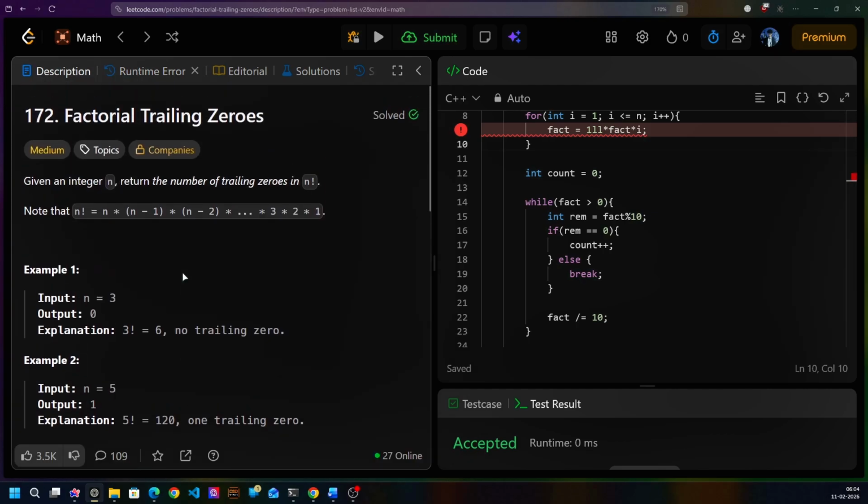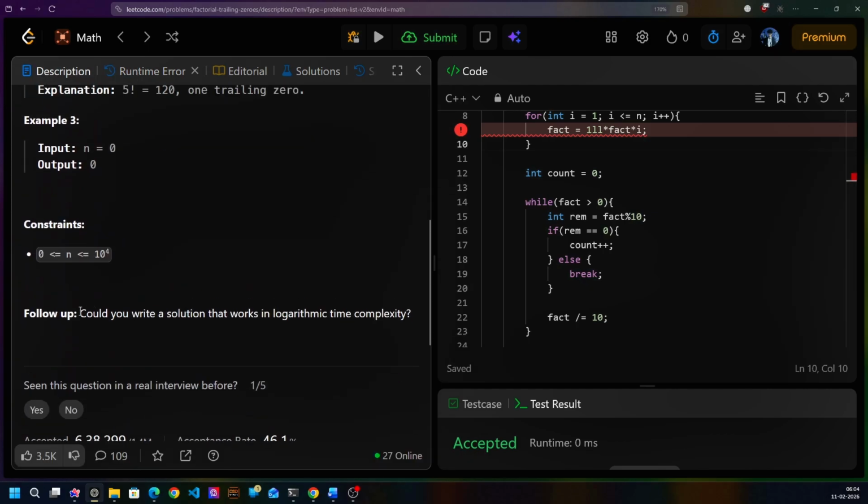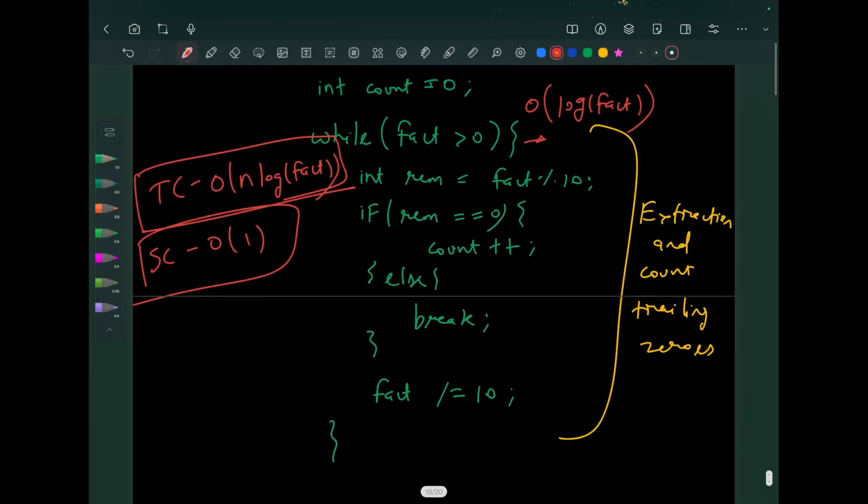So here they have given one more line at the end: could you write a solution that works in logarithmic time complexity? So let's come to the tab. So here our time complexity is n log factorial, right? So here we have n as well as log. So they are asking only in terms of log, because n into log will be a really big time complexity.